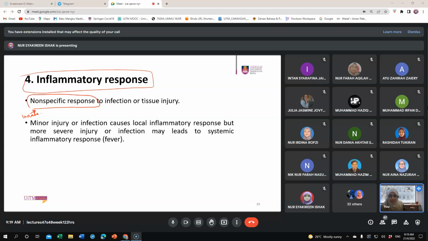So minor injury or infection causes a local inflammatory response, but more severe injury or infection may lead to a systemic inflammatory response, which is fever. If inflammation is throughout your body, you feel hot all over your body, that is fever. So fever is an inflammatory response. That's why we call it the inflammatory response. It produces heat.